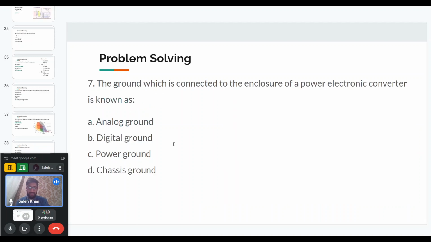So the next question is, the ground which is connected to the enclosure of a power electronic converter is known as which of these four grounds? This we talked about. So which of these do you think? Yes, it is called the chassis ground. Realize these are just names. You need not memorize the name of each ground, but you have to understand that a particular ground has some different features.